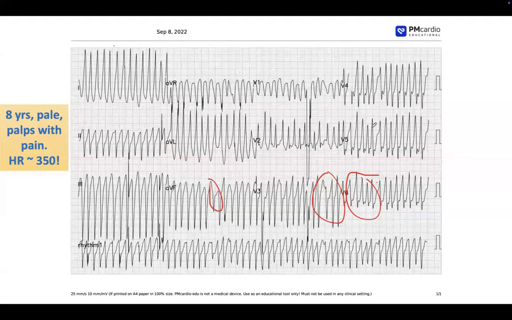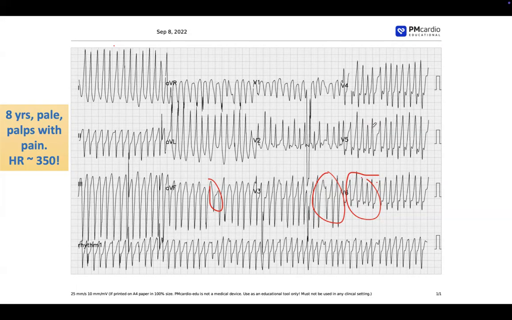WPW patients might have a risk of sudden death because of this. They get AFib more than the general public. And then the AFib conducts rapidly down the accessory pathway into the ventricle, and they get rapid ventricular rates, and this predisposes them to ventricular fibrillation. This is why for WPW patients we recommend ablation to avoid sudden death. So this patient presented with a life-threatening rhythm.